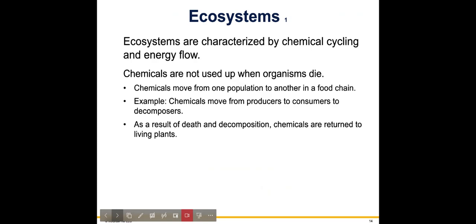If we then look at this energy sort of top down, an ecosystem is characterized by chemicals and energy flowing through it, because chemicals are not used up when organisms die, but they're moved from one population to another in a food chain, right? Something will eat something else, and then they're gaining those chemicals. For us humans, right, you'll eat a turkey sandwich or you'll eat a salad, and you're gaining those chemicals. And then chemicals will move from producers, or the things that make their own food, and then that will go to the consumers. Those are things that eat the producers. And then to decomposers. Decomposers break down dead producers and dead consumers. As a result of death and decomposition, those chemicals are put back into the soil for our plants to use.